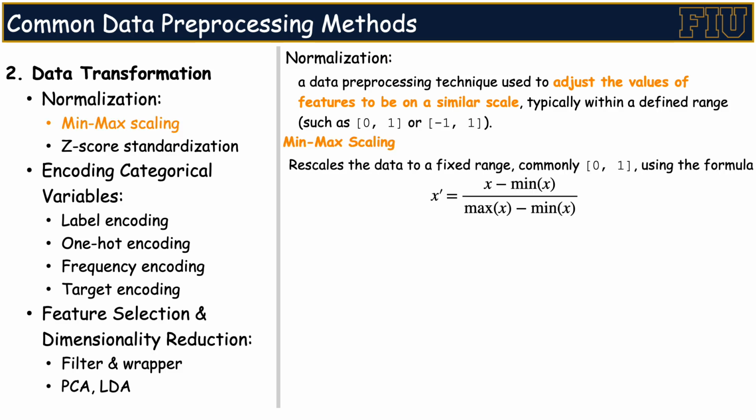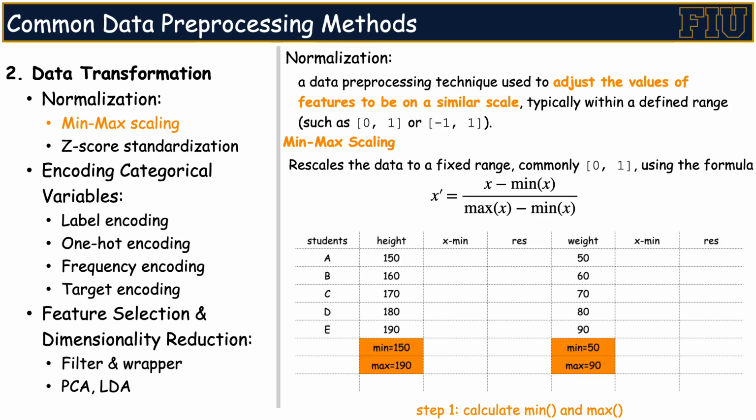Now, let's look at a common method for data normalization, min-max scaling. Using min-max scaling, numerical values are rescaled to a fixed range, typically 0 to 1. The formula for min-max scaling isn't difficult to understand. We primarily rely on two parameters, the minimum value and the maximum value of the feature. In this example, we can easily calculate the minimum and maximum values for the height and weight features.